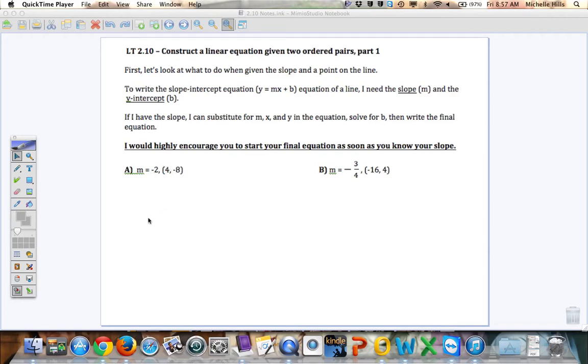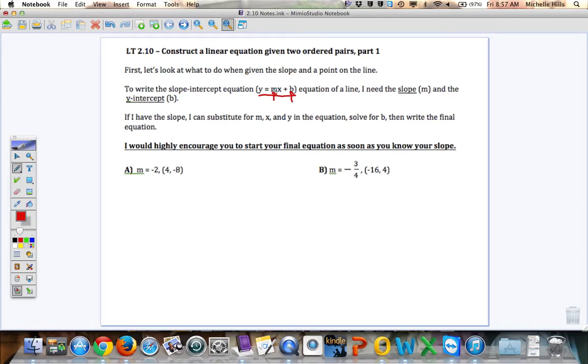So we're looking at how to write the equation of a line, and we're going to be writing our equations for now in slope-intercept form. As a reminder, that's y equals mx plus b. And if you remember, m is for mountains, and mountains have slopes. And then the b is actually the y-intercept, which is where the line crosses the y-axis.